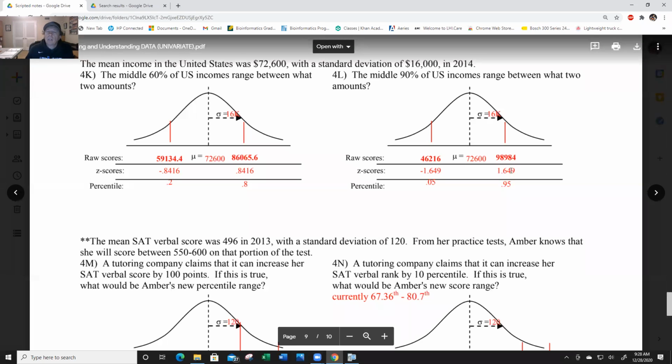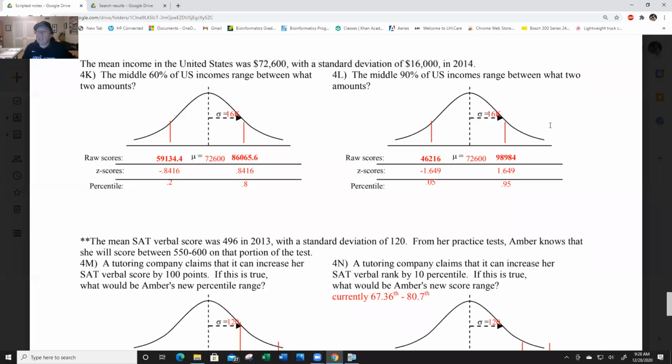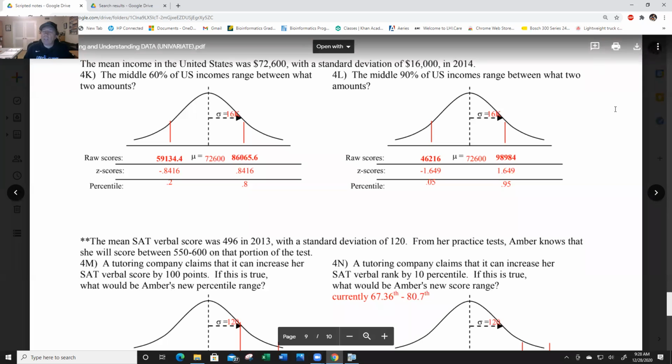The next one, the middle 90% of U.S. incomes range between what two amounts? Between what two amounts? Oh, I didn't finish this problem. Oh, come on. Long video. Didn't finish this problem. Okay, now, so I'm going to take my z-score, negative 0.84. I'm going to round to 2 spots.